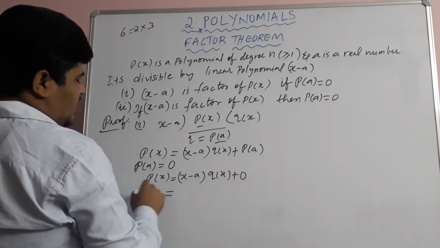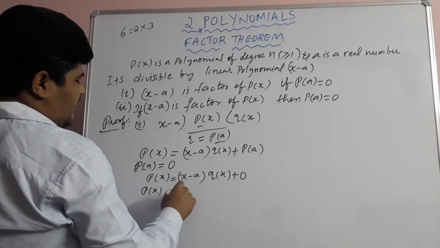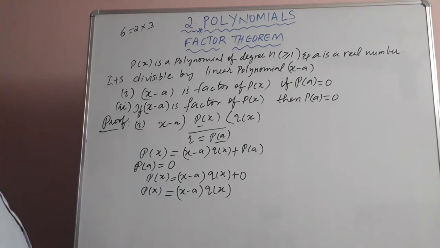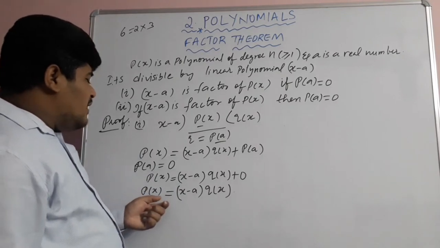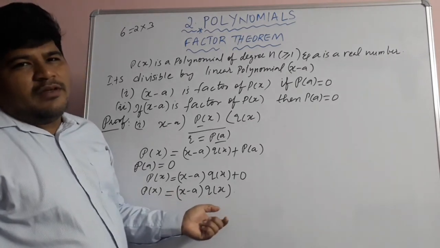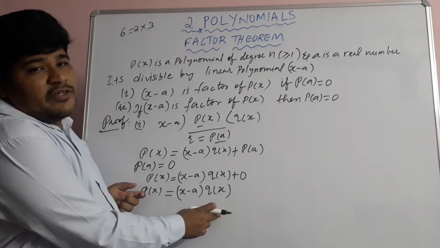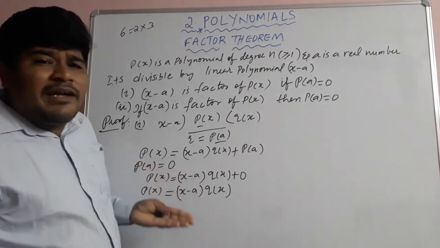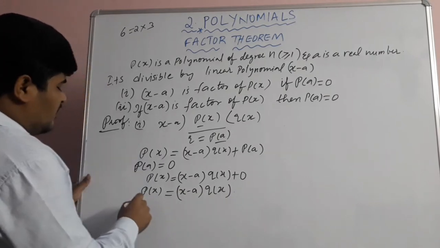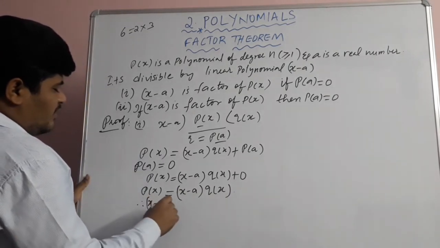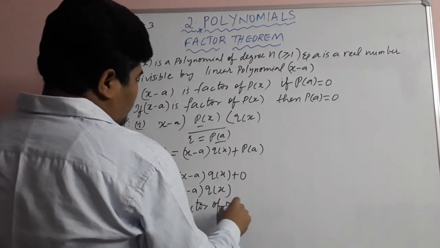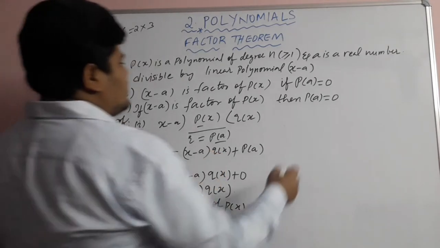So P of x can be written as x minus a into q of x. The given polynomial is written as a product of these two things, x minus a and q of x. So automatically we can tell that x minus a is a factor of P of x. Therefore x minus a is a factor of P of x. Hence the first statement is proved.